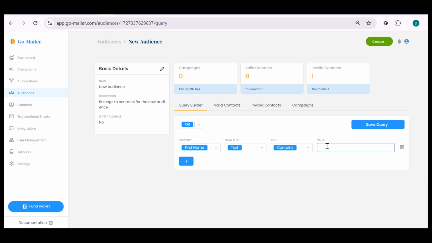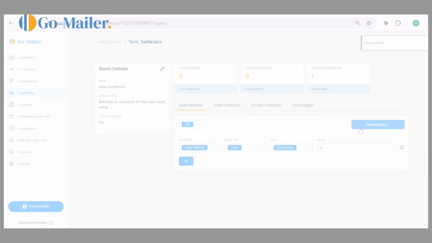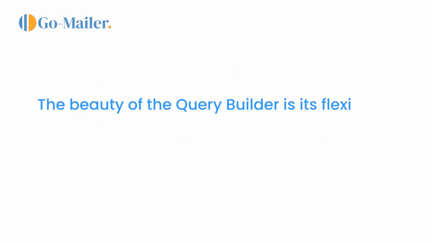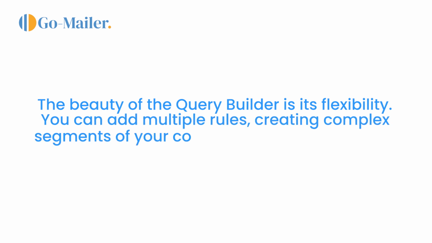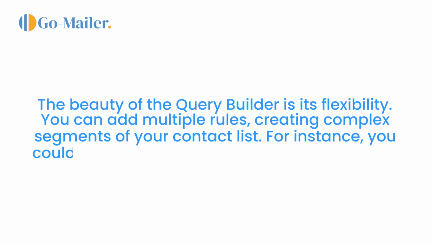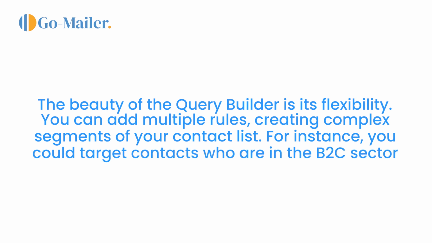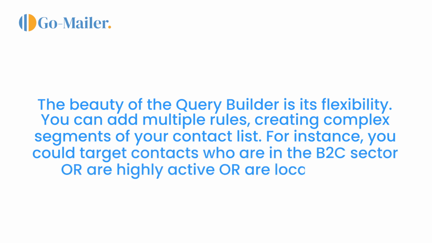After choosing your rule, enter the value you're looking for. Hit Save Query and GoMiller will automatically add matching contacts to your audience. The beauty of the query builder is its flexibility. You can add multiple rules, creating complex segments of your contact list. For instance, you could target contacts who are in the B2B sector or are highly active or are located in a specific city.